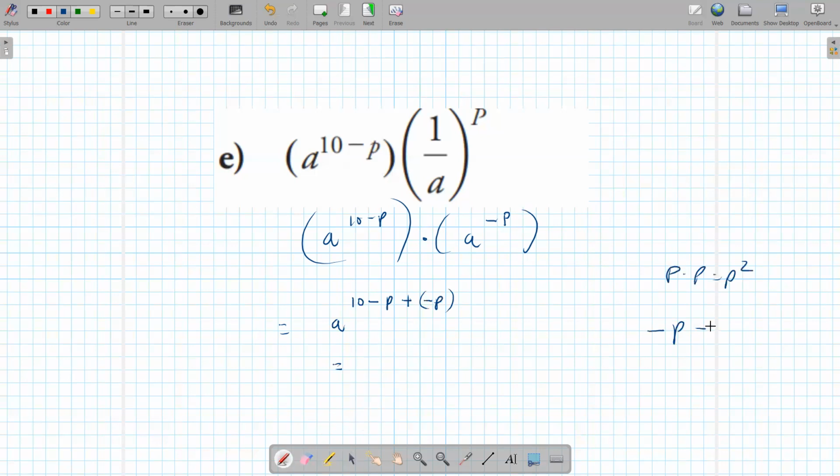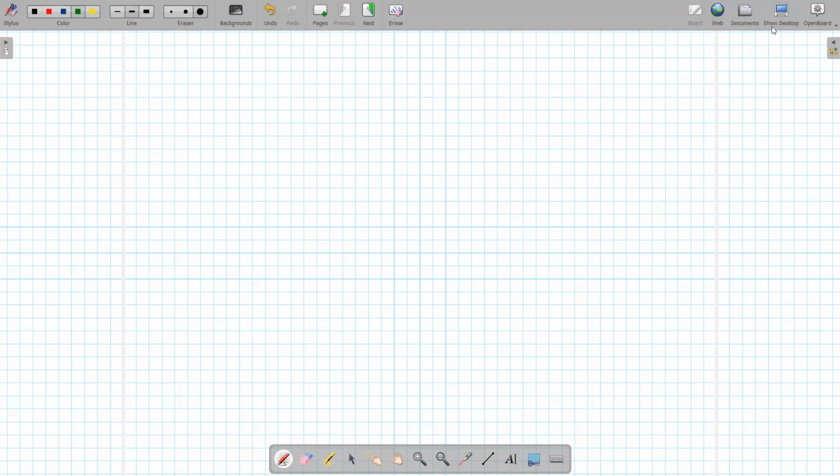So we're doing negative p minus p. What's that? Negative p minus p. You get negative 2p? Yeah, that's it. There you go. The power only increases if you're multiplying. Keep that in mind. It's never going to be p squared. It's only going to go up if you multiply. If you're adding or subtracting, the power is going to stay exactly the same.